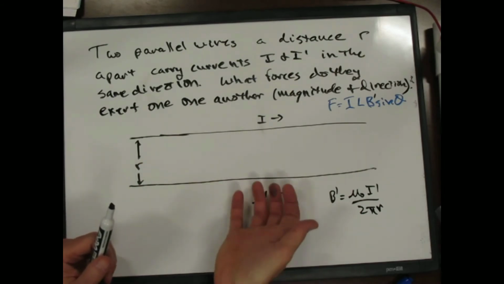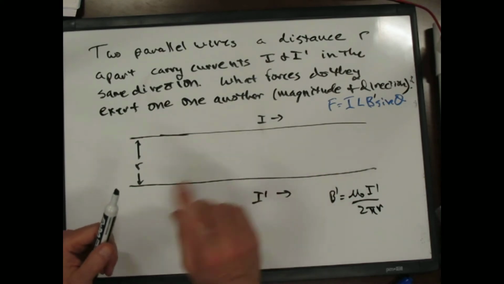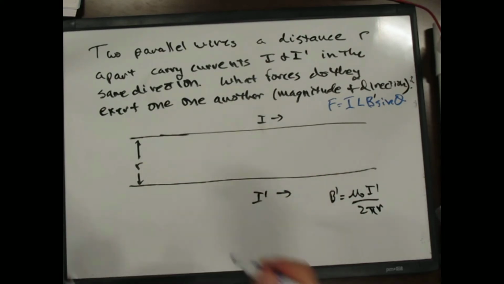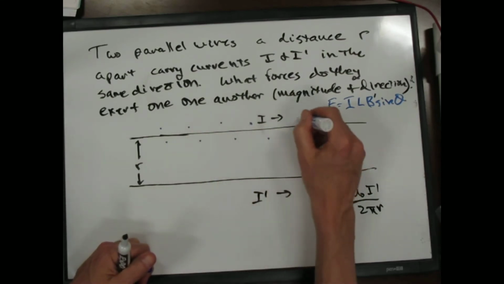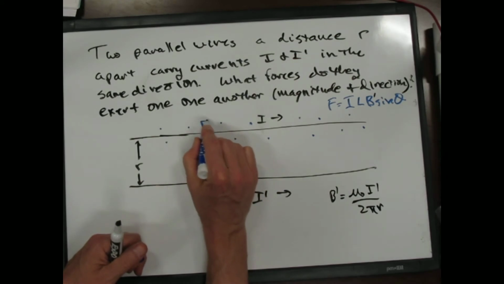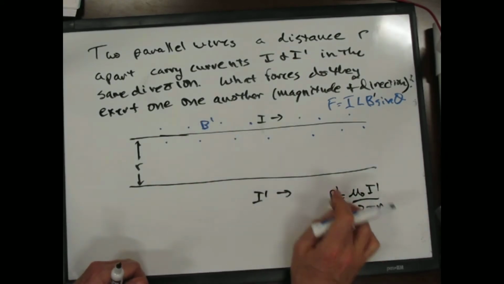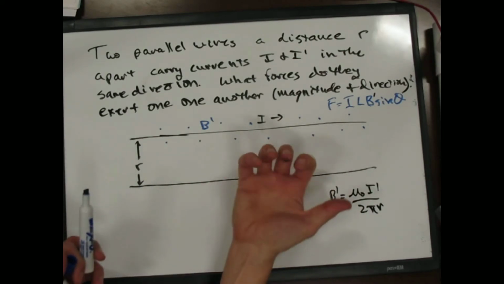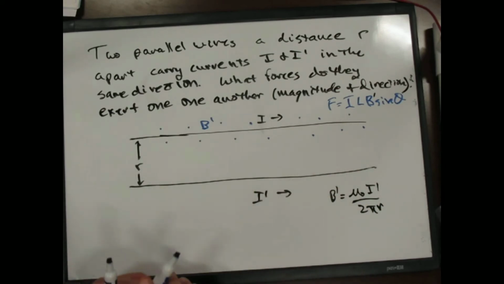And if we can imagine that we're curling our fingers around this wire here, right? Above the wire, the magnetic field is going to point out of the board. That is to say, where the wire carrying current I is, this is magnetic field B prime. It's the magnetic field due to this wire, where this wire is, right? It's coming up out of the page, right where this wire is.